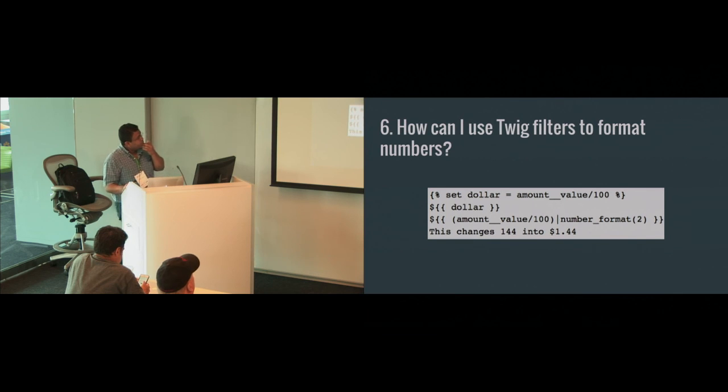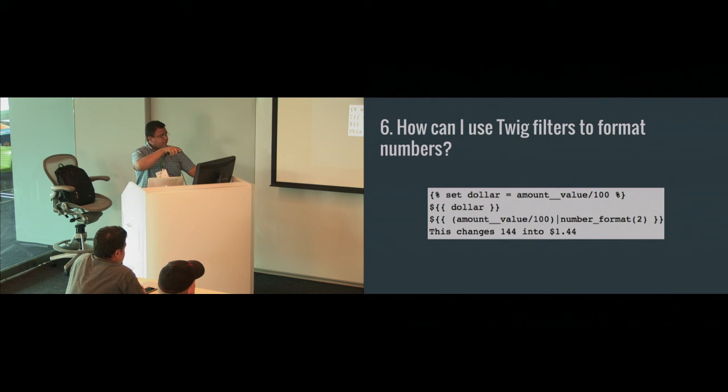We're coming to an end, mostly. So this is not necessarily Drupal, this is Twig itself. With Twig, you can perform a lot of operations. One of them is formatting numbers. So let's say you have a variable called amount value, and it is in cents, and you want to change those cents to dollars. So what do you do? You divide by 100, so set dollar equals amount / 100, and then you print the variable.